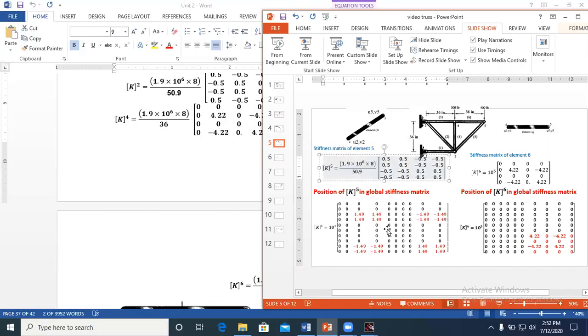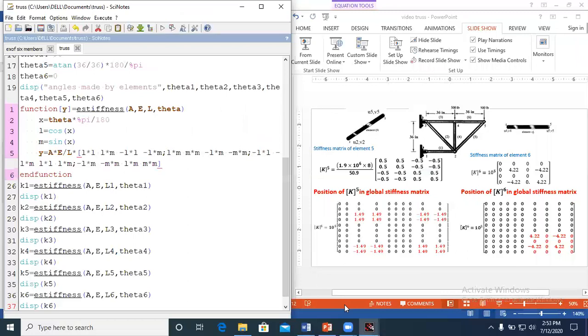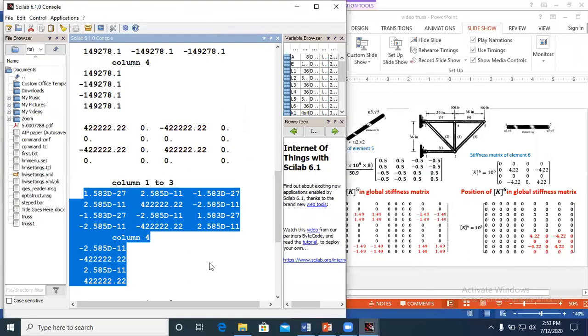Okay. It is same as element number 2, but the only difference is in the sign. Okay. Now this is element number 5. Next one. Next is element number 6.